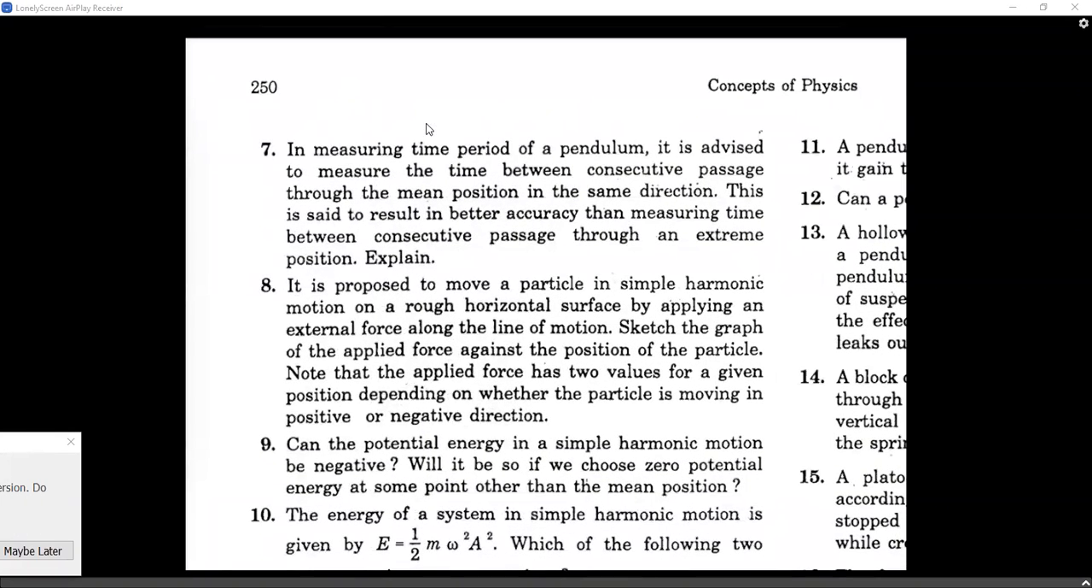In measuring the time period of a pendulum, it is advised to measure the time between consecutive passages through the mean position in the same direction. This is said to result in better accuracy than measuring the time between consecutive passages through extreme positions. Explain.